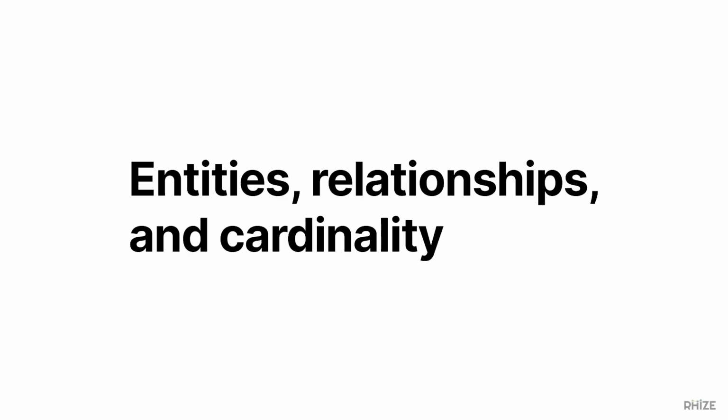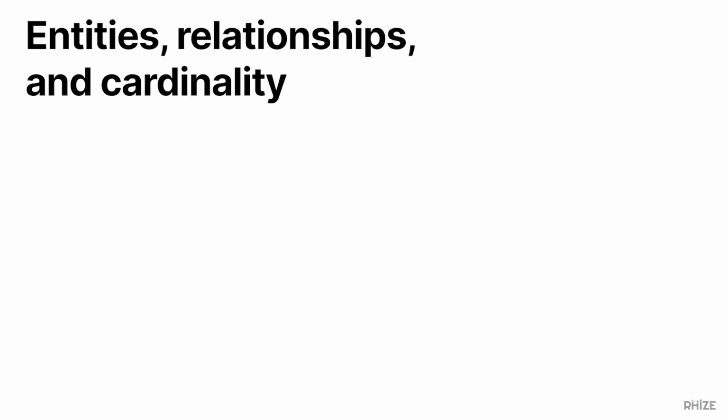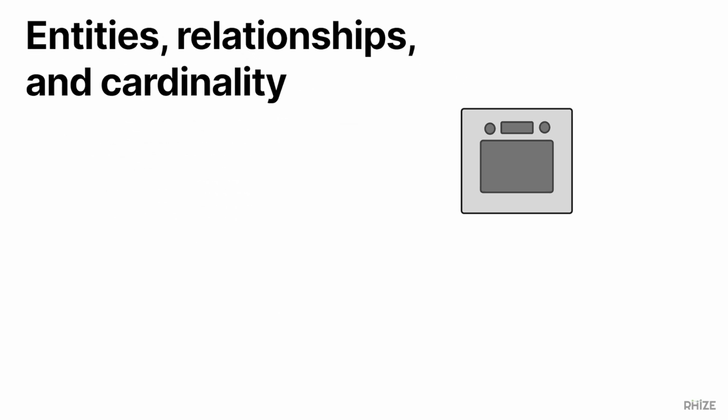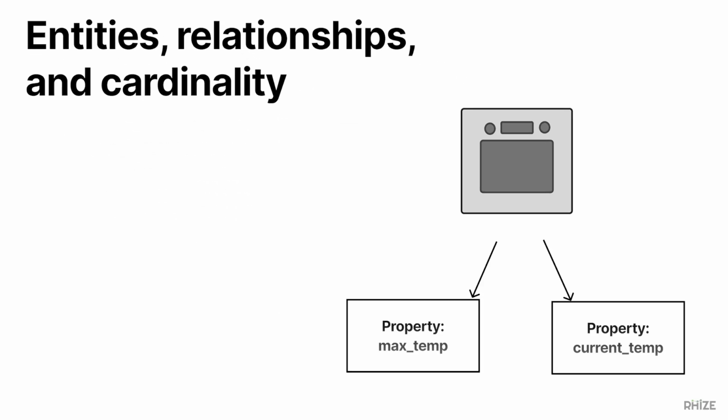Our focus is on ISA-95 as a data model. A data model is going to have entities, relationships, and cardinality. Entities are the objects in our data model. An oven might be an entity. Other examples of entities are the max temp and current temp properties.